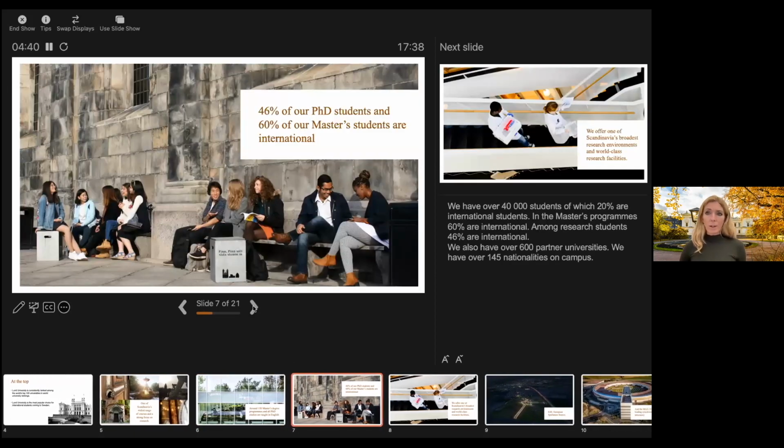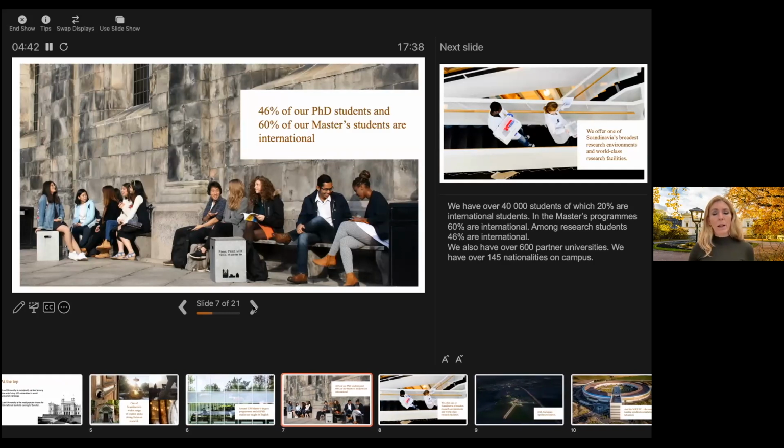So again, looking into the international profile of the university, as I already mentioned, everything is in English. This means that we also have a lot of international students coming to us. And around 46% of the PhD students at Lund University are actually international. And around 60% of the master students are international at our university.